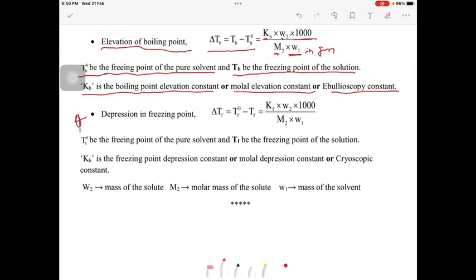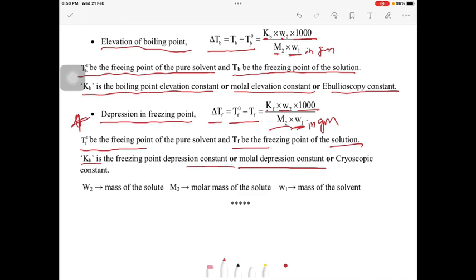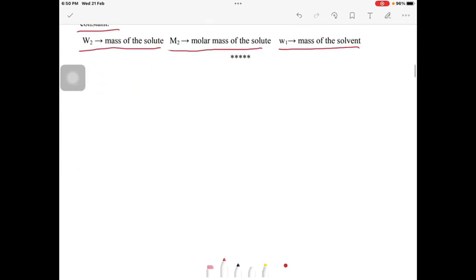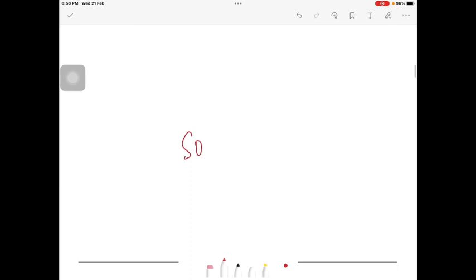Fourth colligative property is depression in freezing point. Delta TF is equal to TF naught minus TF, that is equal to Kf into weight of solute W2 into 1000 by molecular weight of solute into WT1, weight of solvent, that is also in grams. TF naught is the freezing point of the pure solvent, TF is the freezing point of the solution, Kf is the constant, molar depression constant or cryoscopic constant. W2 is the mass of solute, M2 is the molar mass of the solute, WT1 is the mass of solvent. That's it about the solution chapter.